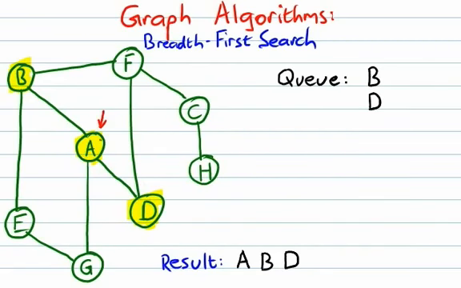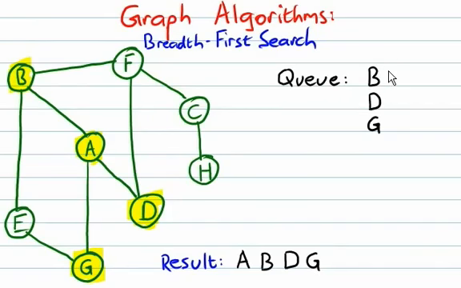Again, we're not moving to D yet. We're still at vertex A, so we're going to take a look at any other vertices connected to A that we haven't yet seen, such as G. Mark it as visited, and queue it. Now we've already seen all the vertices connected to A, so there's nothing more to do with A. So we can finish off with A.